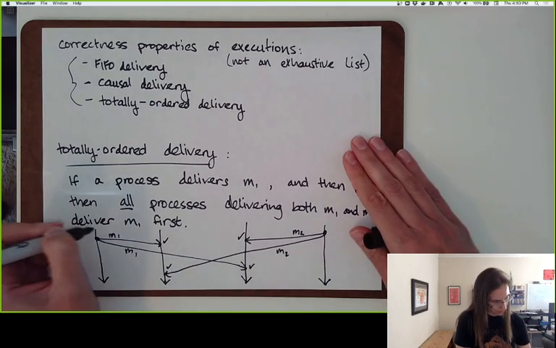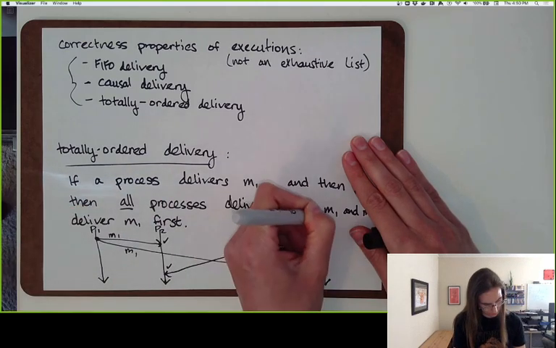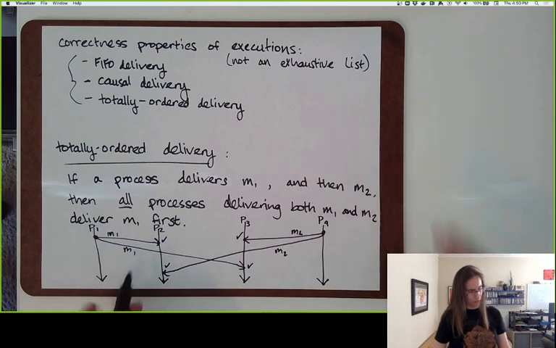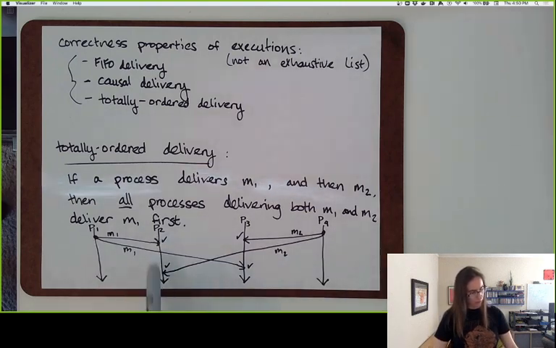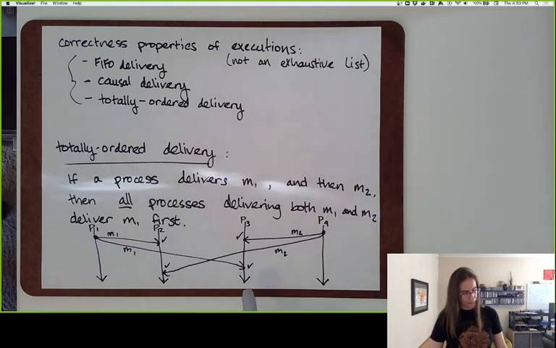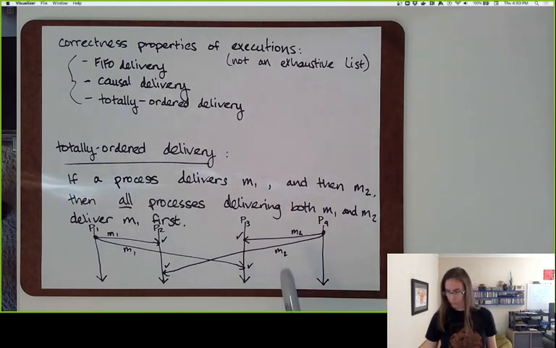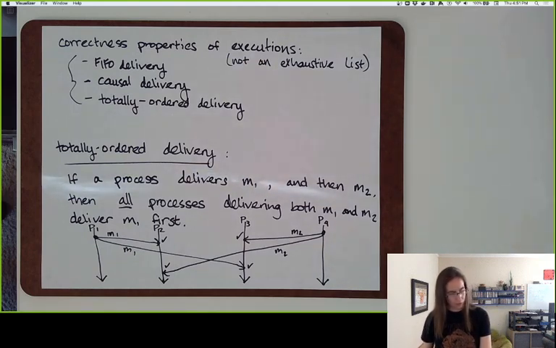I suppose I should give names to these processes also, just to make it a little bit easier. So P1 sent a message to P2 and P3. P4 also sent a message to P2 and P3. P2 got M1 first and M2 second. P3 got M2 first and M1 second. So in this case, the processes are delivering the messages in an order that disagree. So this is what's called a violation of totally ordered delivery.